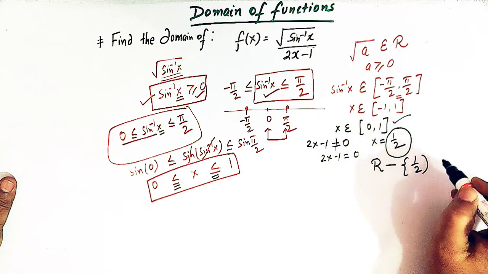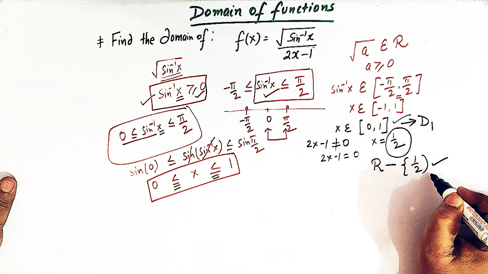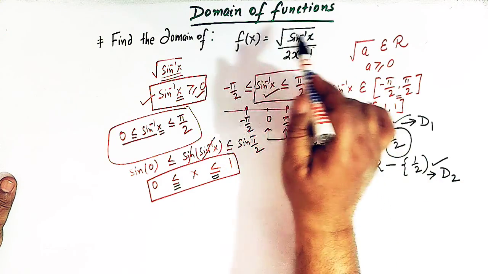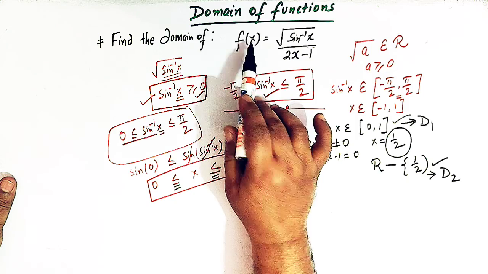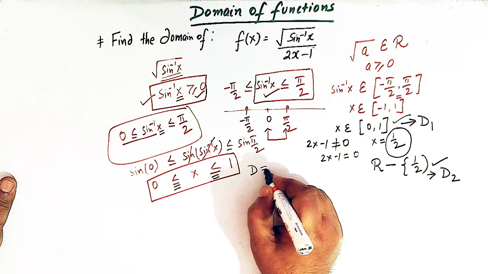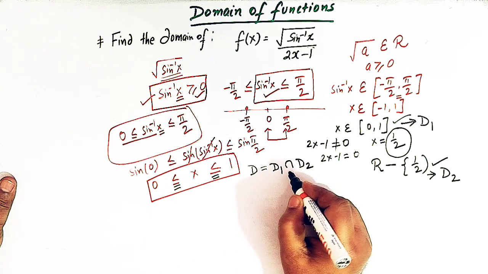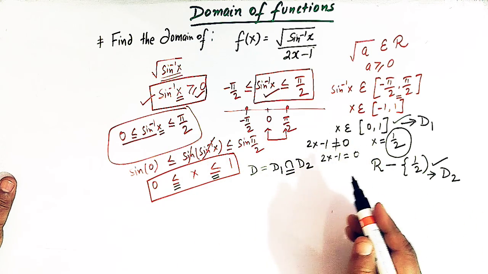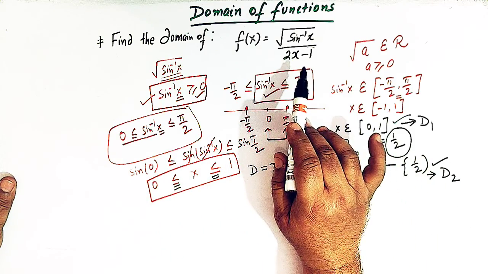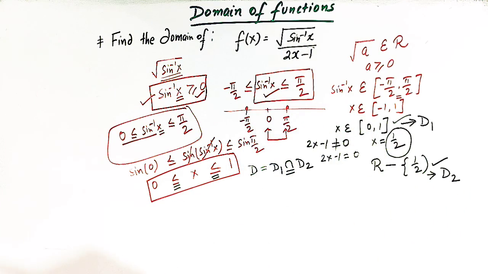So now we have the two domains. This domain can be represented by d1 and this domain can be represented by d2. So now we can find out the domain of this function f of x. So let us take the domain of f of x as d. So d is the intersection of d1 and d2. So by intersection, we mean that we have to identify only the common values of x satisfying both these functions simultaneously.